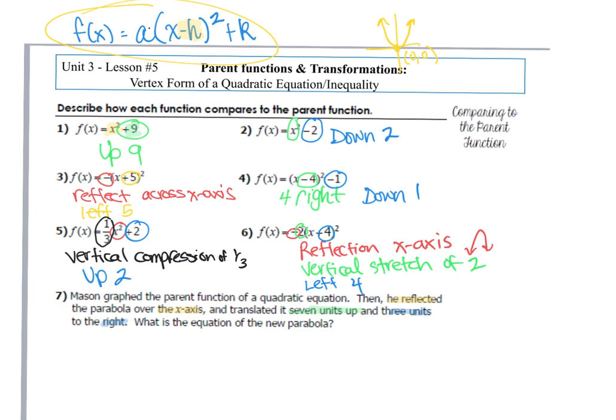So I know that this function, we're going to start with f of x equals.